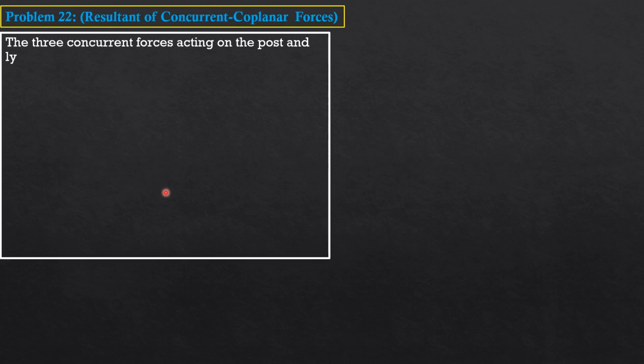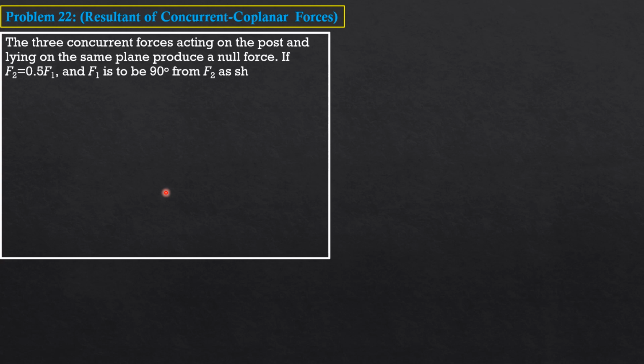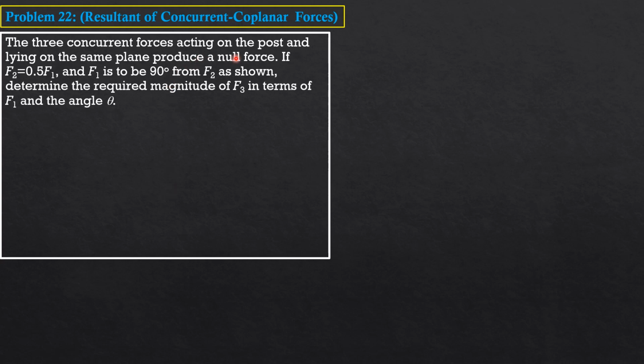This is problem 22, example 22. The three concurrent forces acting on the post and lying on the same plane produce a null force. So meaning to say the resultant force is 0. If F2 is 0.5 of F1 and F1 is to be 90 degrees from F2 as shown, determine the required magnitude of F3 in terms of F1 and angle theta.